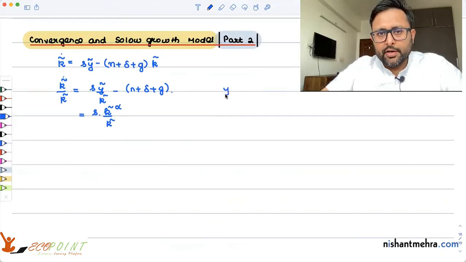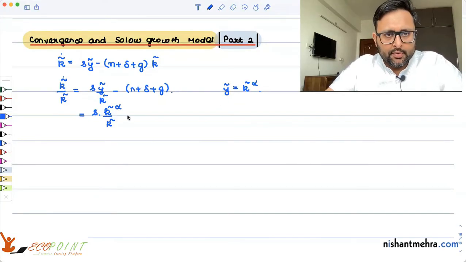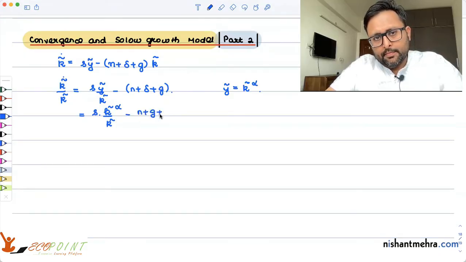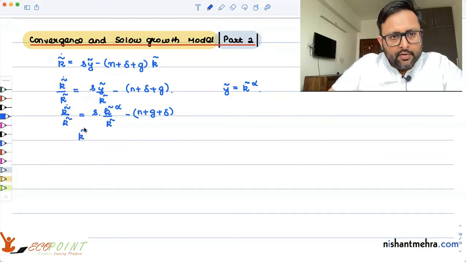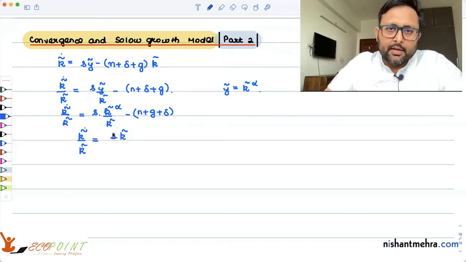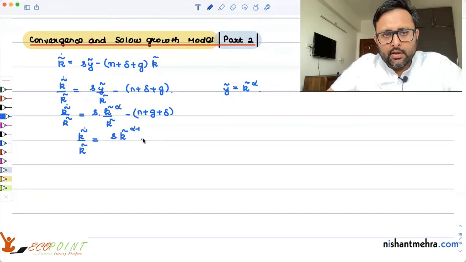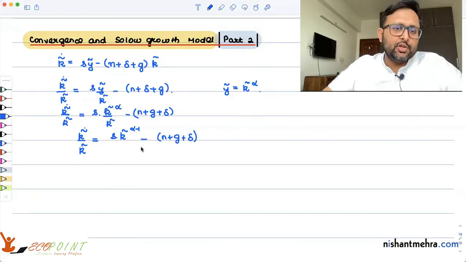I hope you remember that we are writing the production function in the intensive form this way. We are assuming the same production function: capital Y is equal to capital K to the power alpha into L to the power 1 minus alpha. When you write this in the intensive form, it becomes small ỹ is equal to small k̃ to the power alpha. And k̃ dot by k̃ is s into k̃ to the power alpha minus 1 minus (n plus g plus δ).